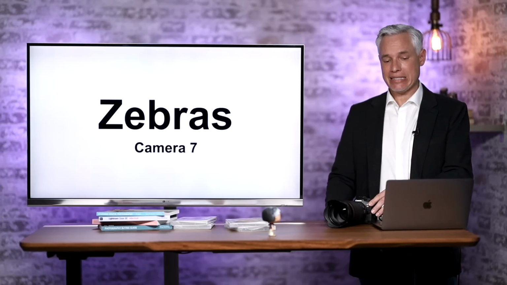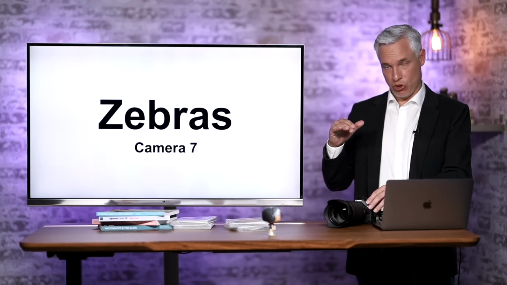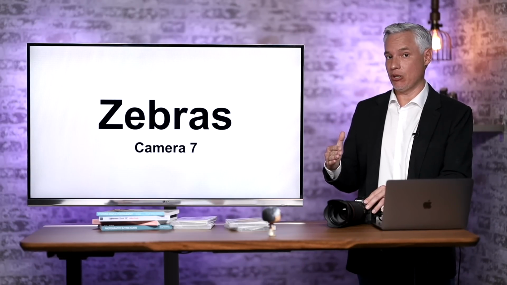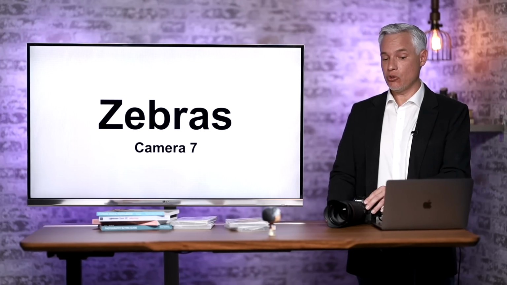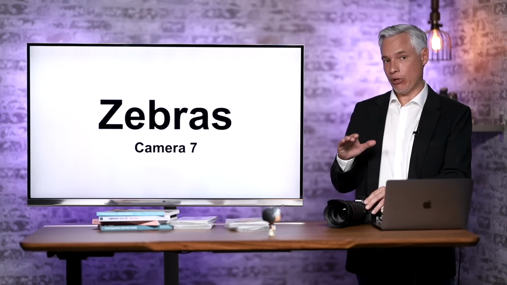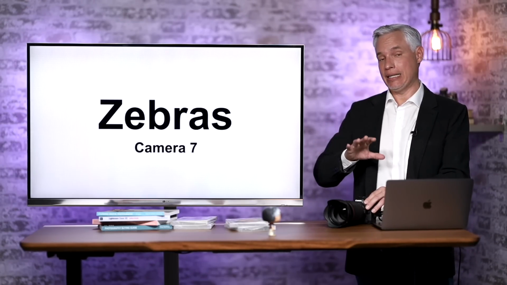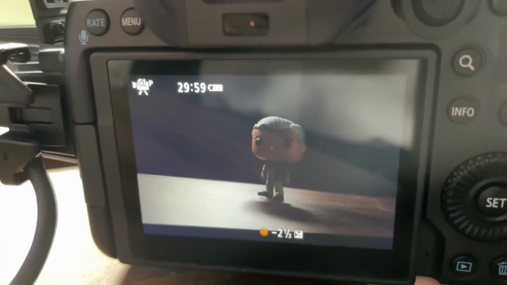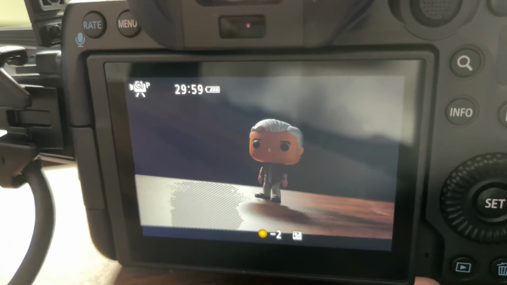Here it's going to display zebra level 1 pattern at 70% exposure. So not quite full white. It's just like a warning this part of the frame might be overexposed. Zebra level 2 will appear at 100%, where that part of the frame is definitely overexposed and the highlights are going to be clipped.